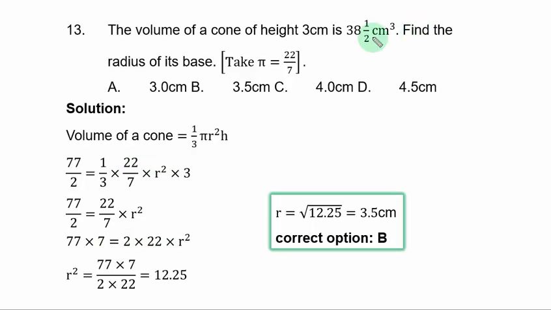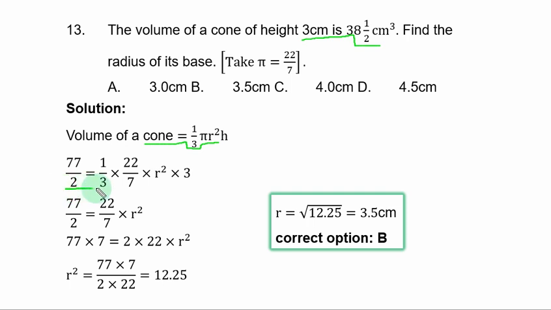Question 13. The volume of a cone of height 3 cm is 38 whole number 1/2 cube centimeters. Find the radius of its base. Volume of a cone is equal to 1/3 pi r squared h. The volume is given as a mixed fraction.